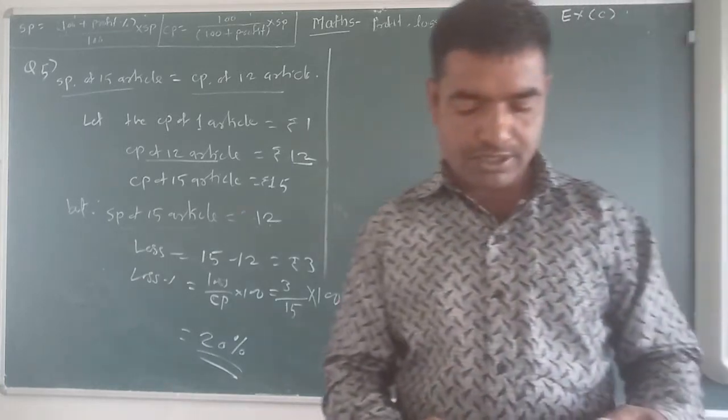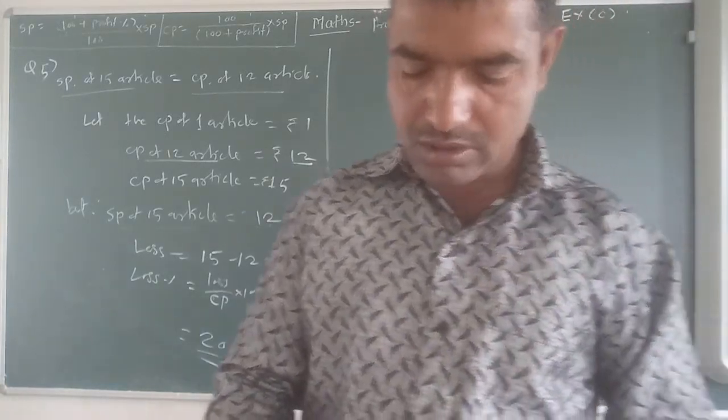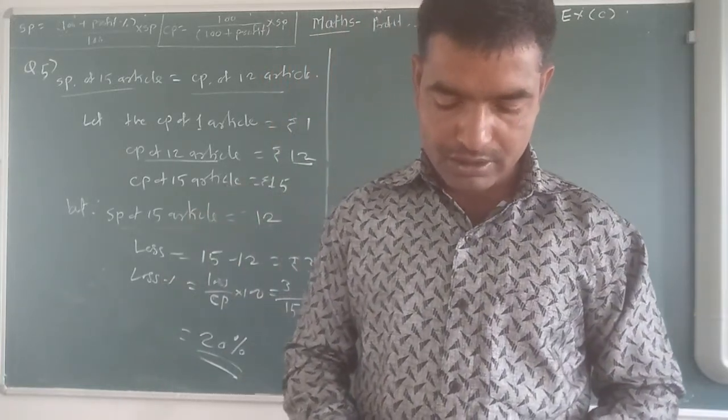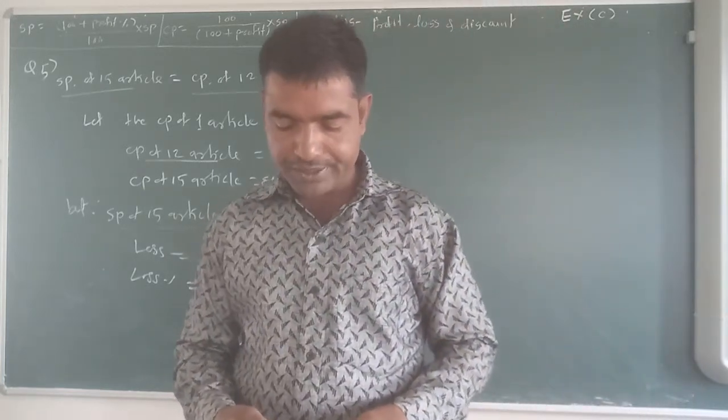The next one, question number 7, we will see. A shopkeeper bought rice worth rupees 4,500. He sold 1/3 of it.